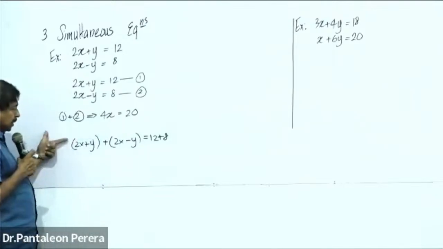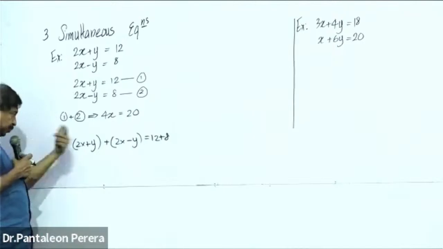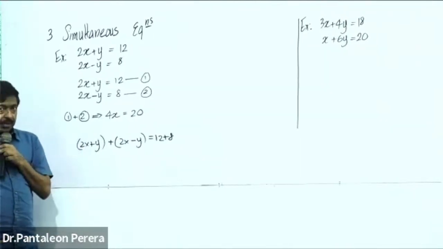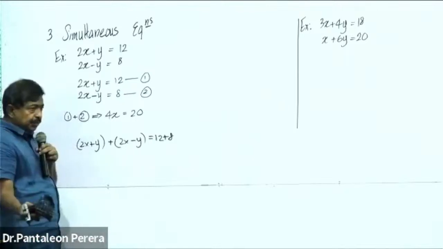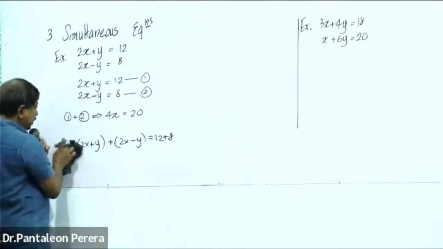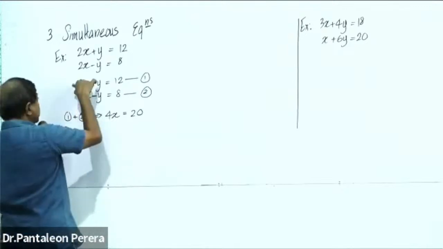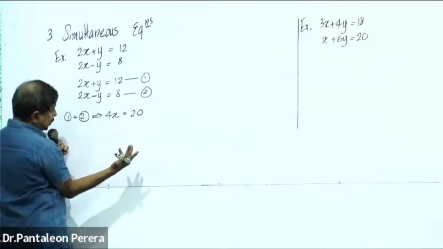This approach is really rudimentary. In O levels, you can do it, and you can show your work, because the degree of difficulty of these problems is very low. There's no harm in following a method like this in your O levels. Instead, you add column-wise. That would be better. Here, 2x plus 2x is 4x, plus y minus y is 0, that's gone.